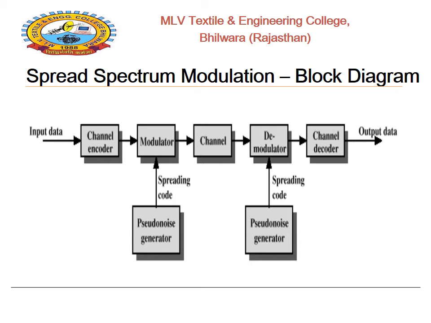The first section at the receiver is the demodulator. The demodulator is the reverse process of the modulator at the transmitter section, and it is connected to the same PN sequence generator that was used at the transmitter. Finally, the signal is given to the channel decoder. The channel decoder is the reverse process of the channel encoder, and finally we get the output data.